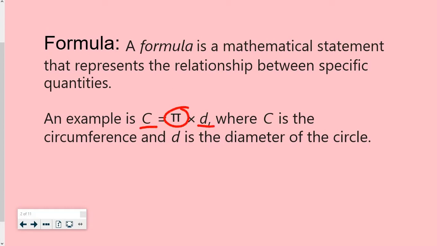Pi is probably going to be a constant, but a formula can have a couple of different moving parts to it. It represents a relationship between the specific quantities. Things can change within a formula, and things can stay the same, but it's the relationship. That's what you need to know about a formula.